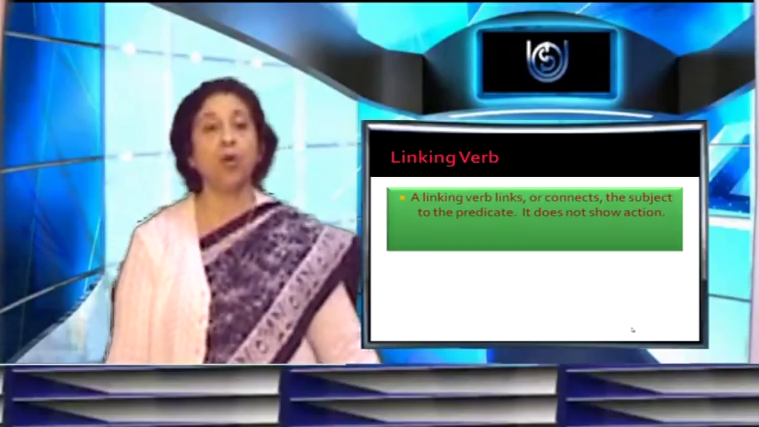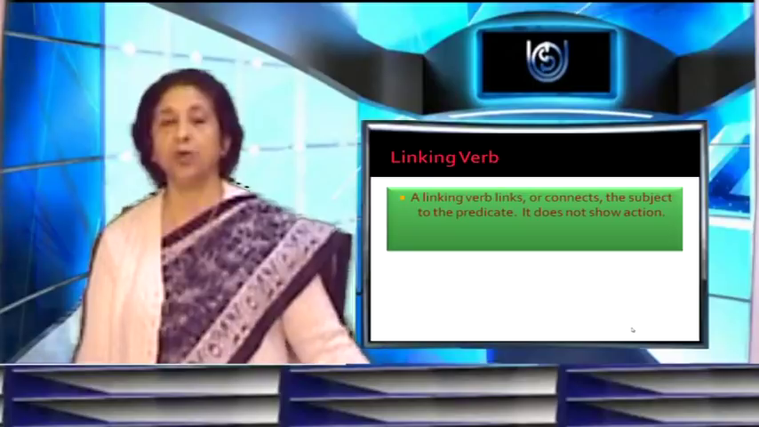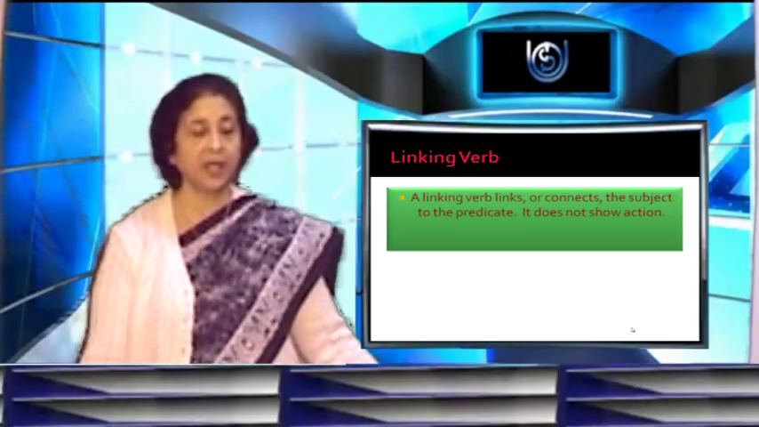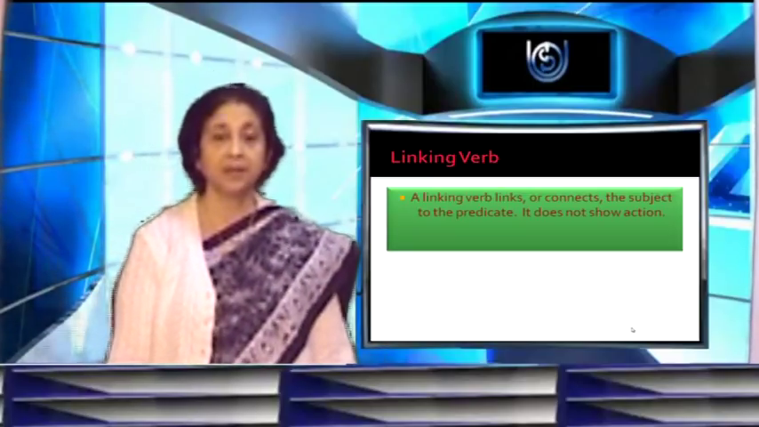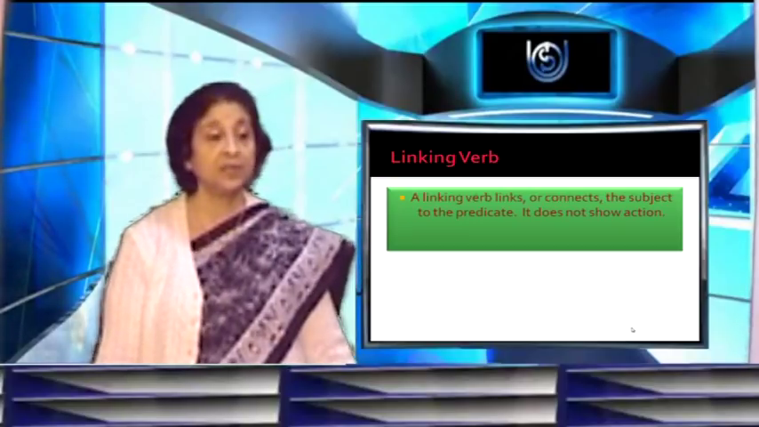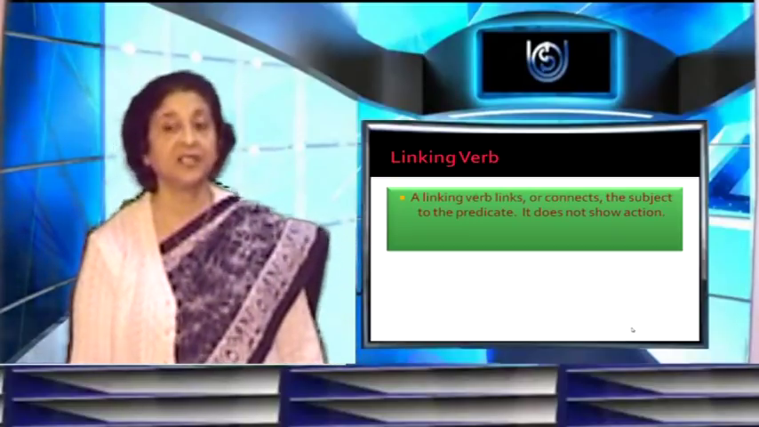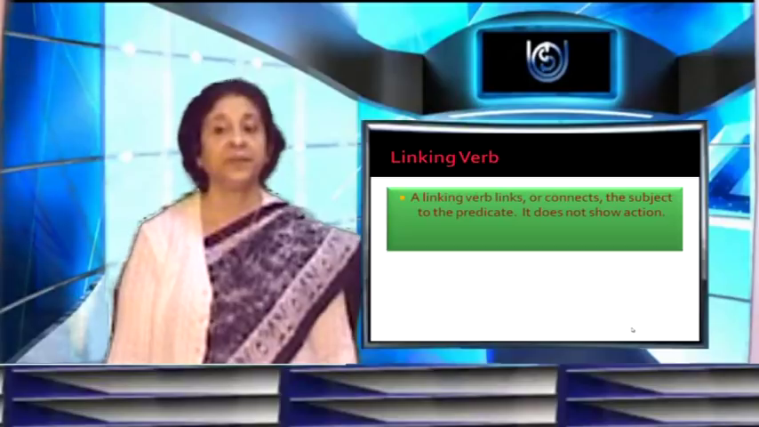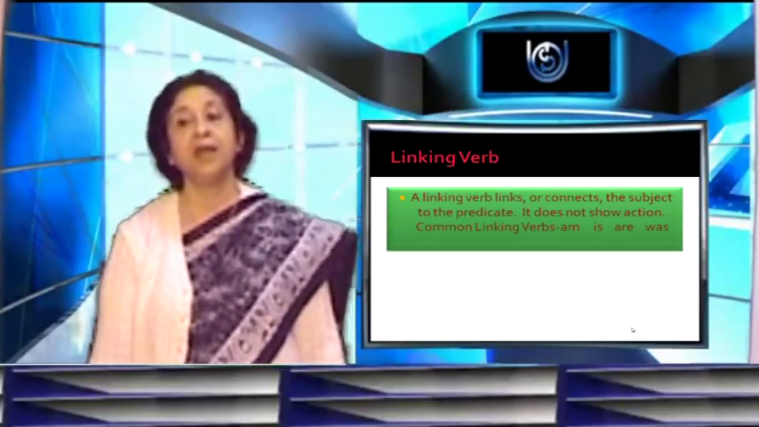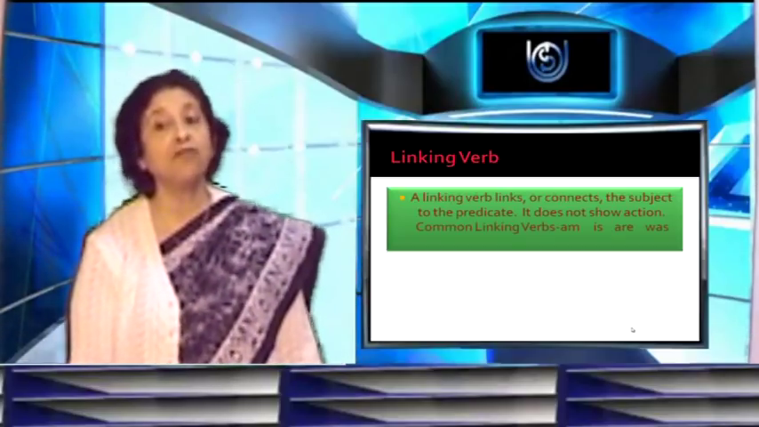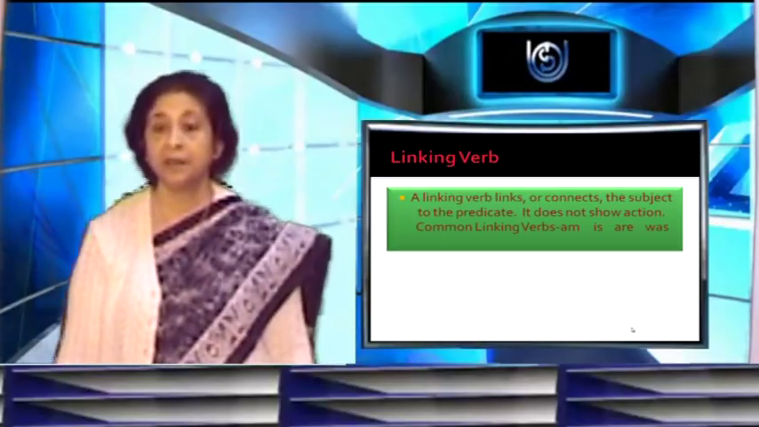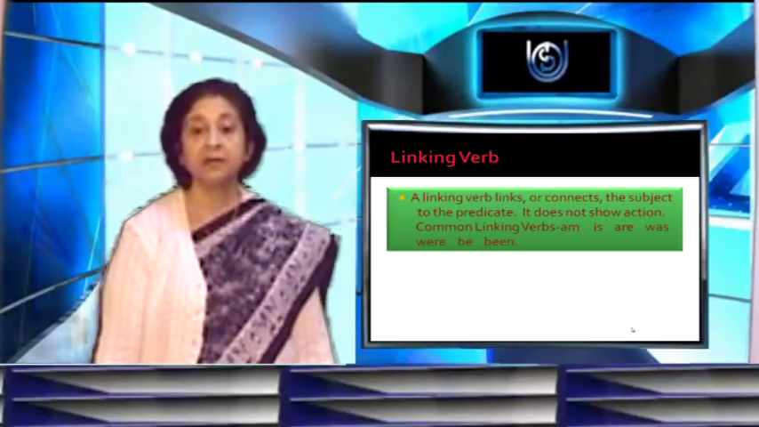Like he is a boy or she is a boy. There is no action in these sentences, but there is a verb. What is the verb here? Is. That is called linking verb. Now the common linking verbs are am, is, are, was, were, be, been.